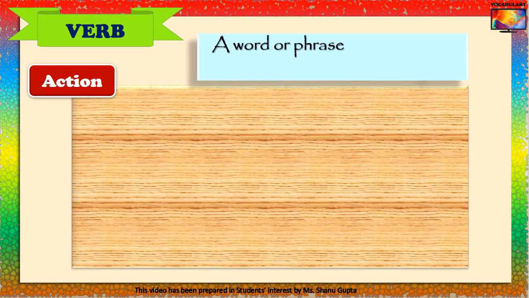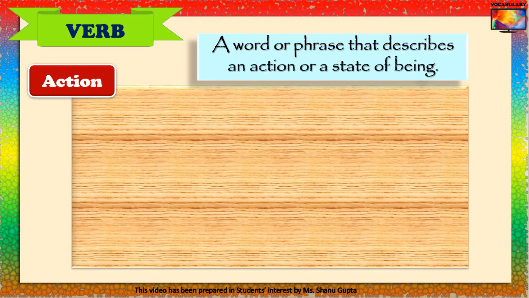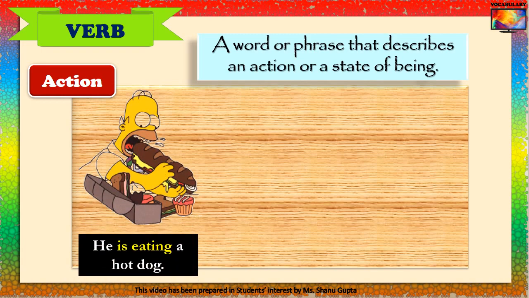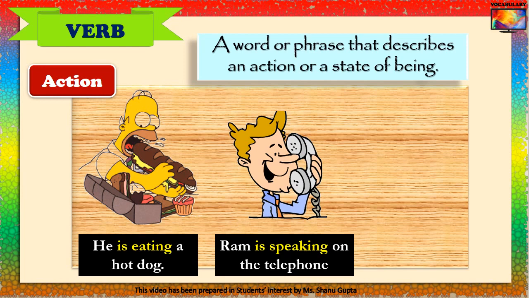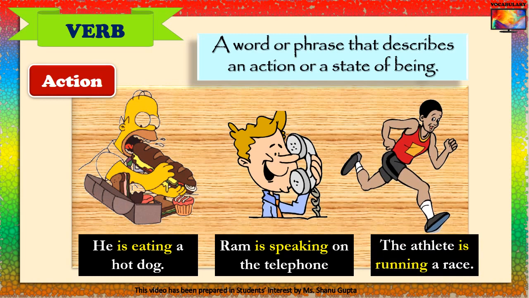The third and one of the most important parts of speech is a verb. A verb is a word or phrase that describes an action or a state of being. For example, in the sentence, "He is eating a hot dog," the phrase "is eating" is showing an action. It's a verb. "Ram is speaking on the telephone." The phrase "is speaking" is showing an action. It's a verb. "The athlete is running a race." The phrase "is running" is showing an action. It's a verb.